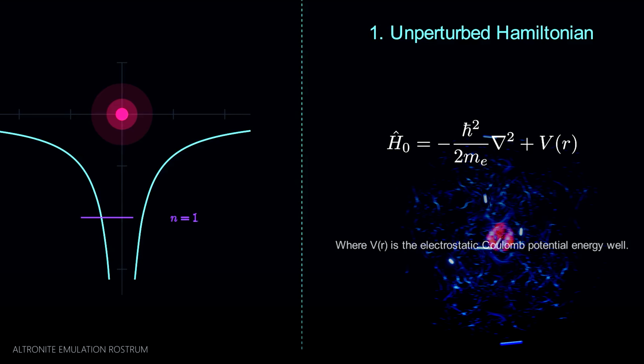To calculate the rate of this transition, we use something known as Fermi's golden rule. The transition probability per unit time, W, depends on the square of the transition matrix element, which integrates the initial and final wave functions with the dipole operator. For this integral to be non-zero, the initial and final states must satisfy strict angular momentum conservation.